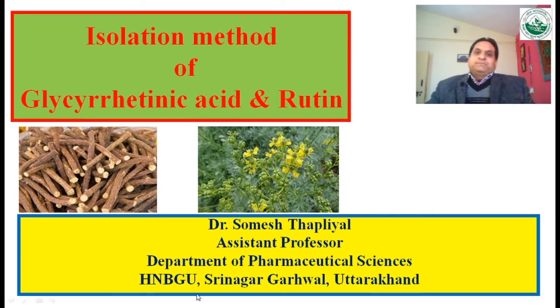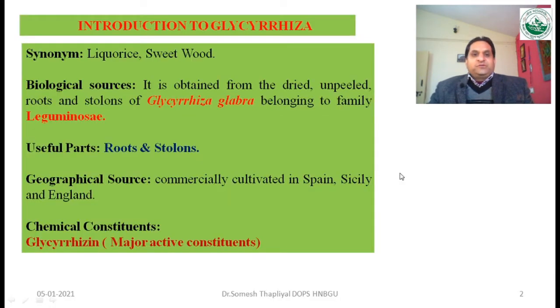Hello students, today we will discuss the isolation method of glycyrrhetinic acid and rutin. Basically, glycyrrhetinic acid and rutin are obtained from drugs which belong to the glycoside category. Glycyrrhetinic acid is obtained from licorice, whereas rutin is obtained from Ruta graveolens. So we will discuss in today's class the isolation and extraction methods of these two compounds.